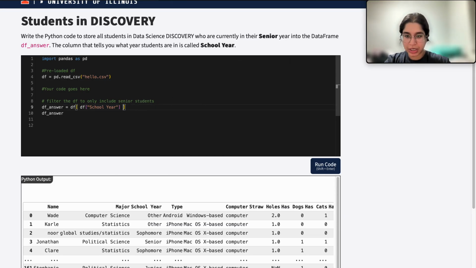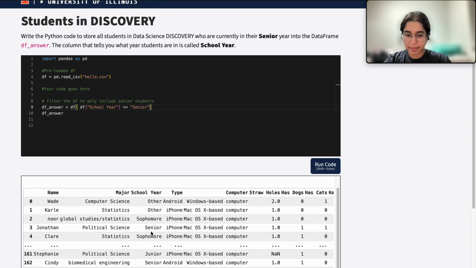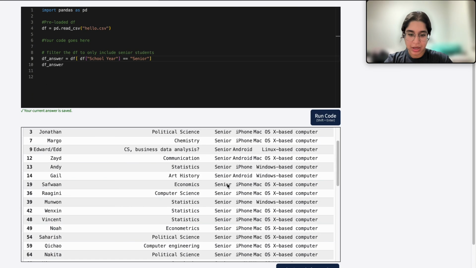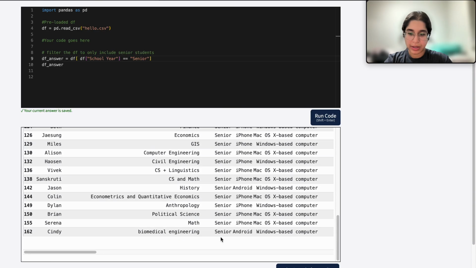So df school year, then I want to include my Boolean operator, and I only want to include rows where the school year is senior. So you're only including students who are seniors. When I run my code and output it, our df answer, as we can see, only contains students who are all seniors.